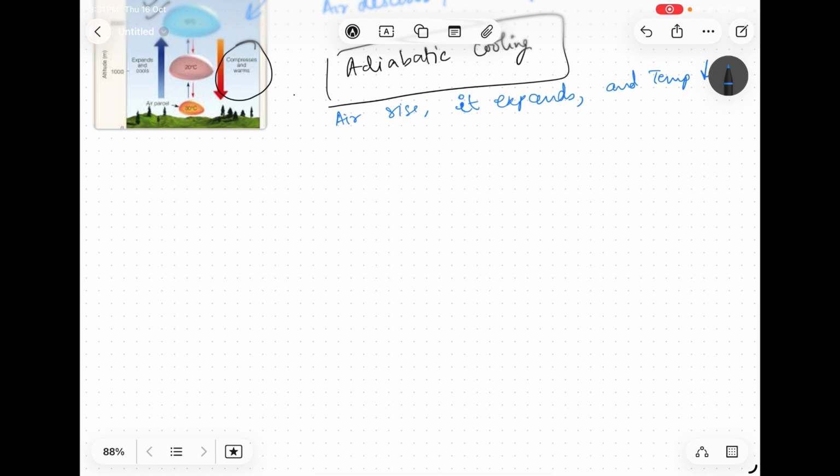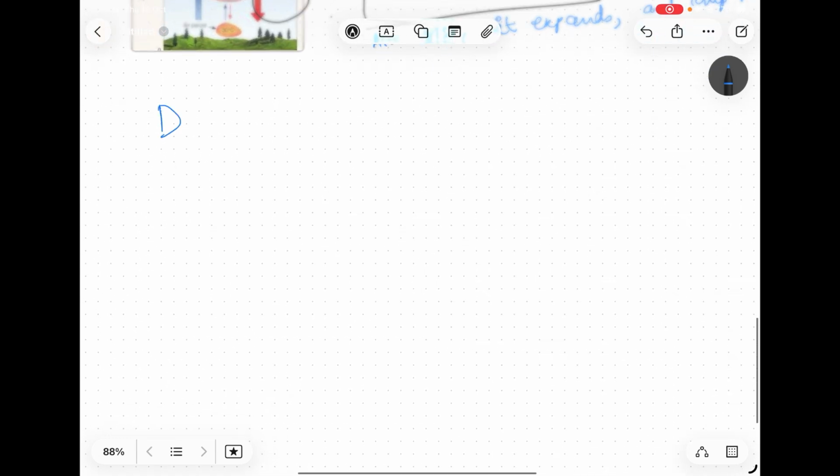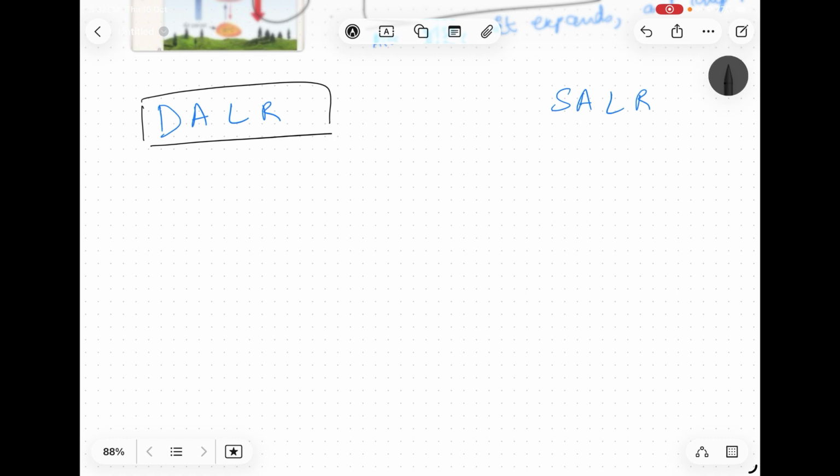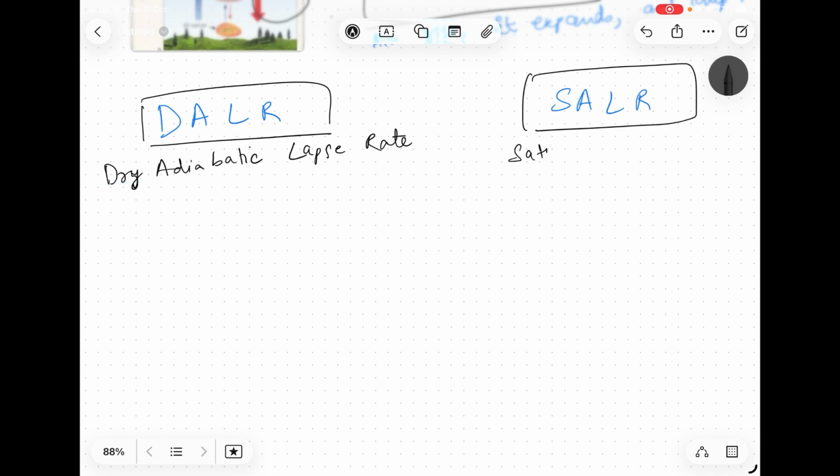Now, very important terms are DALR and SALR. Now, what are these terms? DALR is dry adiabatic lapse rate, whereas SALR is saturated adiabatic lapse rate. Now what does that mean?